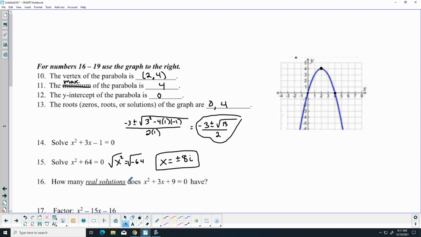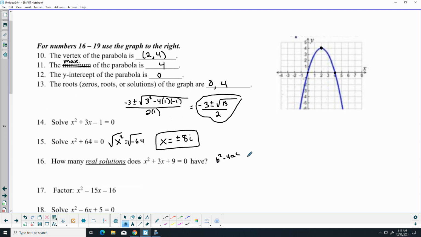How many real solutions? Now we need to look at the discriminant, and the discriminant's what's underneath that radical, which is b squared minus 4ac. So let's see, b squared is 3 squared, or 9. 4ac, that's going to give me 9 minus 36, which is negative 27. That's negative, so I'm going to have 2 imaginary. Again, that 9 was because it was 3 squared. And so my discriminant is negative 27. It's negative, so it's 2 imaginary.